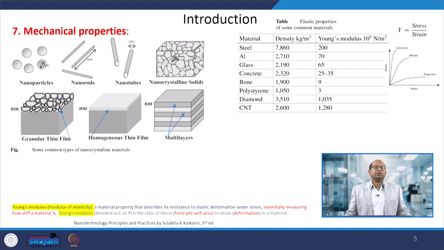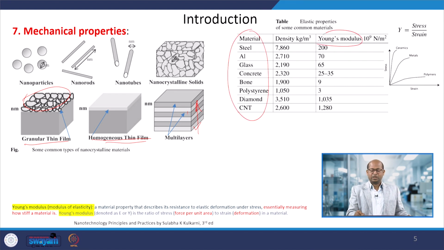Here you can see nanoparticles, nanorods, nanotubes or nanocrystalline solids. You can also see granular thin films, which are coated over the surface of the material, homogeneous thin films, and multilayers, with any number of layers (1, 2, 3, 4, 5, 6) that we can prepare depending upon our applications. Once we prepare a material, we need to see its properties, and here a list of materials is shown.